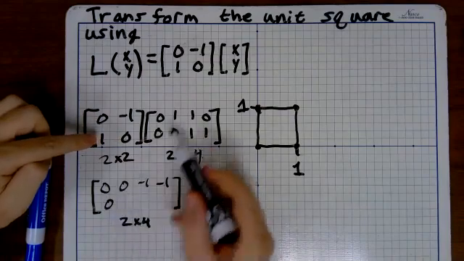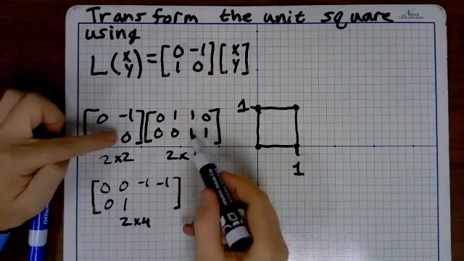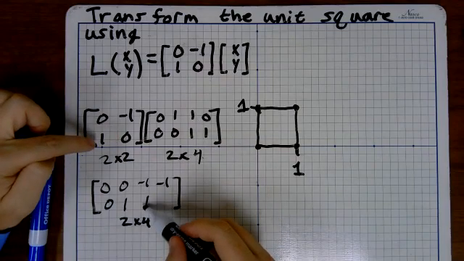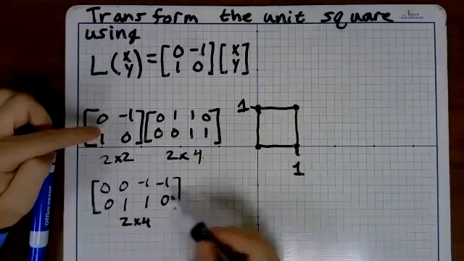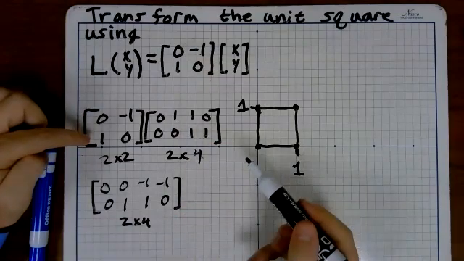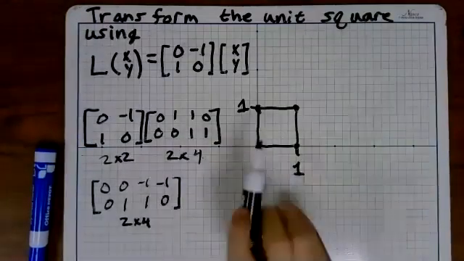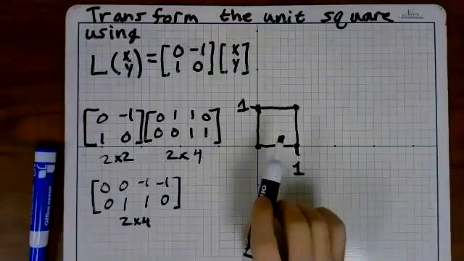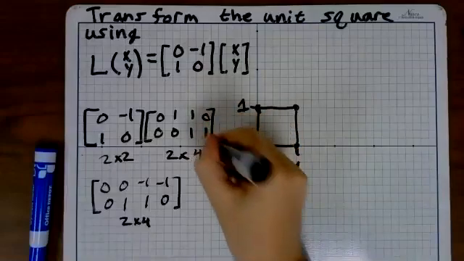0 and 0 make 0. 1 and 0 makes 1. 1 and 0 makes 1. 1 and 0 makes 1. 0 and 0 makes 0. Did I do that right? Hold up. Yeah. Okay, I got this right. Okay, so now let's go ahead and draw the results.